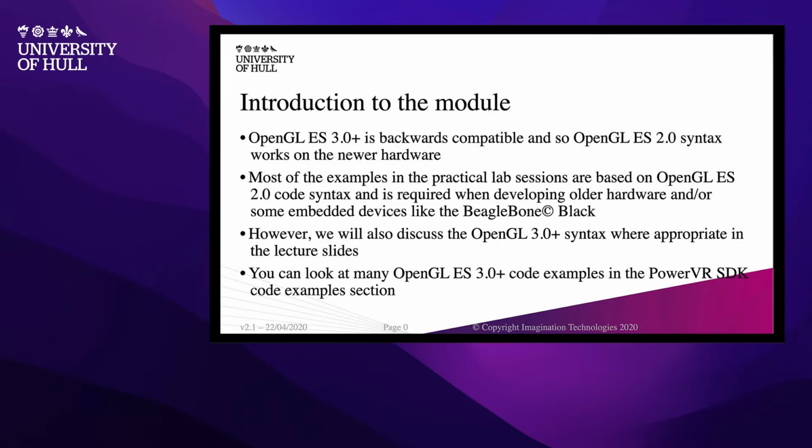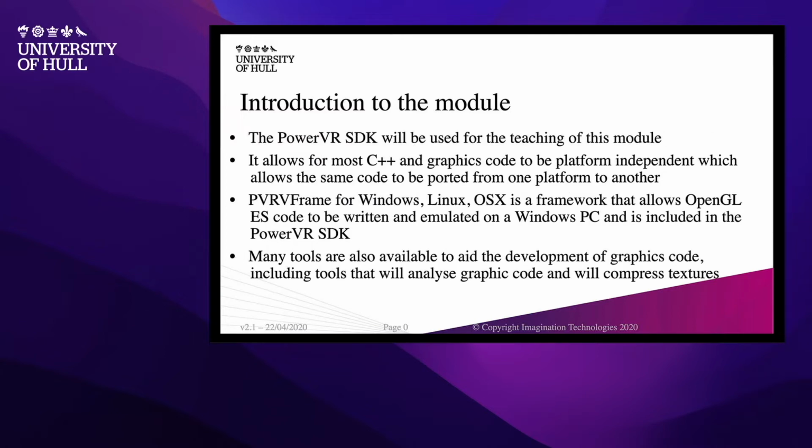I've already mentioned the fact that 3.0 is backwards compatible. So ultimately most of the examples, or the practical lab sessions in particular, are based on OpenGL ES 2.0. Throughout the full course, where it's appropriate, we'll be talking about the differences, how you can use the newer notation in OpenGL ES 3.0 plus and so on. And the PowerVR SDK also has a lot of example code showing you OpenGL ES 3.0, so you can take a look at that anyway.